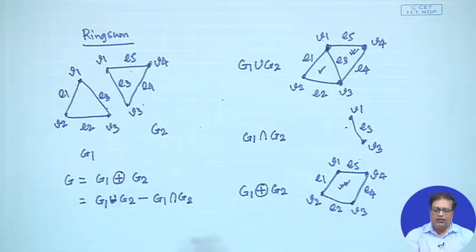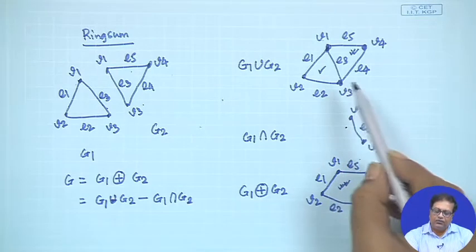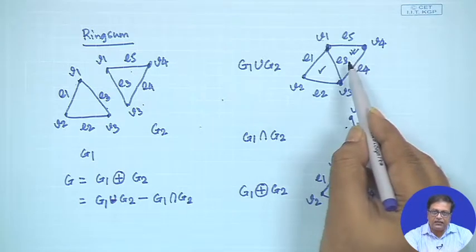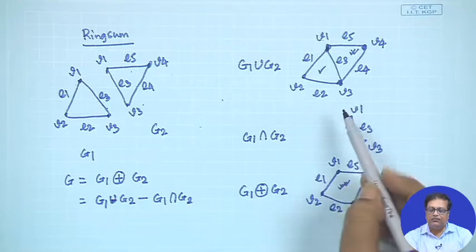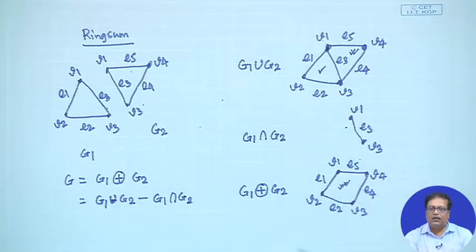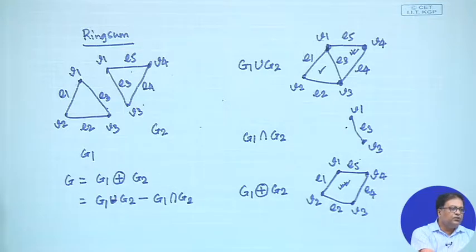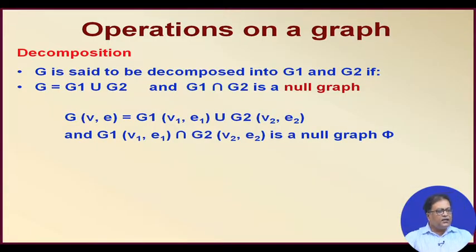So, that is how the ring sum operation helps us: if we have these two circuits, we can find out with the help of ring sum the third circuit also. This is the specific advantage that the ring sum operation gives, which we shall make use of later as you proceed. So, we move on and see another concept, which is called decomposition.